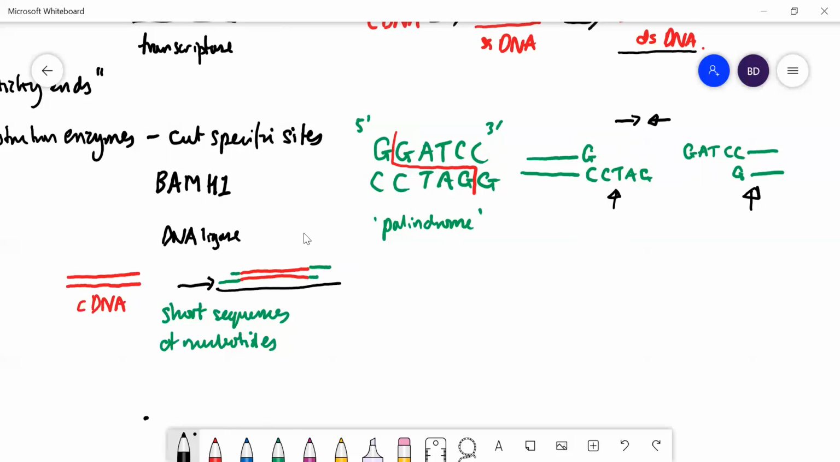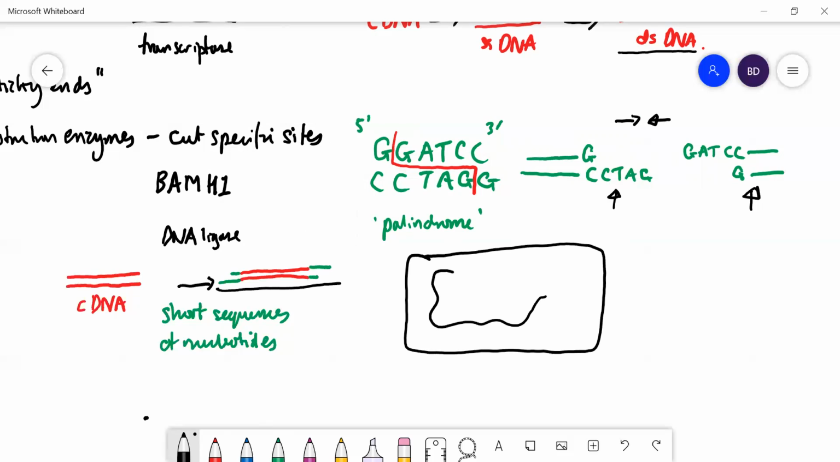Let's remind ourselves what a plasmid is. A plasmid, right, so you have bacteria like E. coli. We're going to stick this into E. coli. And you'll have the big bacterial chromosome, but also you have other bits of DNA, little circular bits, circular double-stranded small bits, and they're called plasmids.